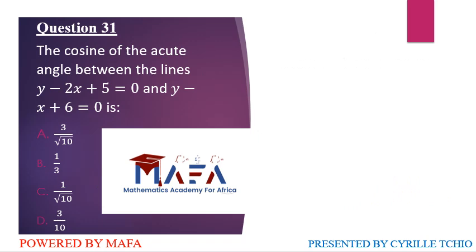So yeah, you are just left with 4 questions to finish this. This is the cosine of the acute angle between the lines y minus 2x plus 5 is equal to 0 and y minus x plus 6 is equal to 0. We need to find the cosine of that acute angle. Those are the lines given to us, but to find the angle we need the gradient. The first thing we need to come up with here is the gradient.